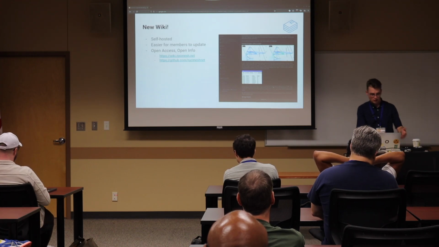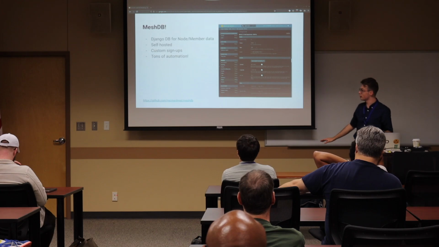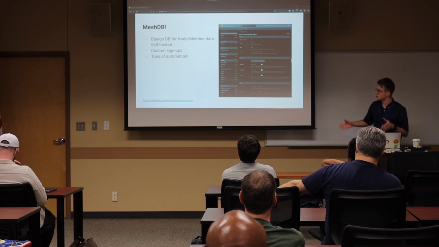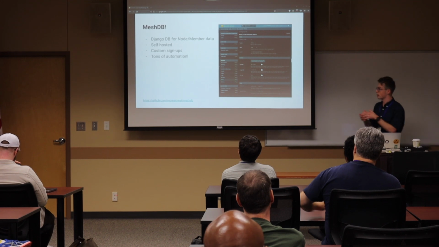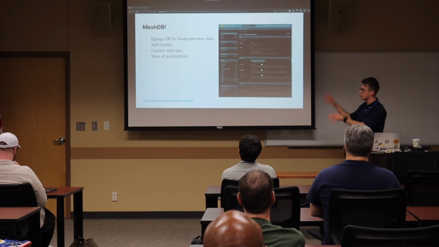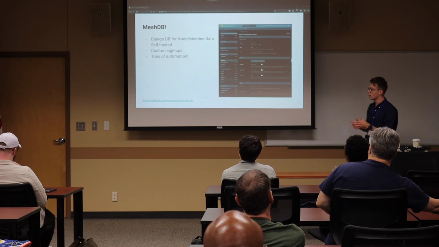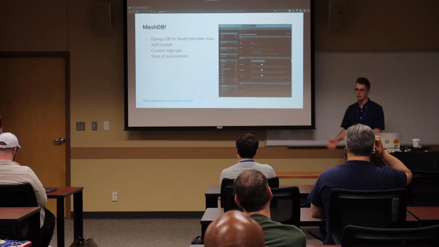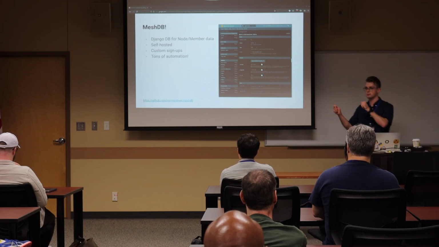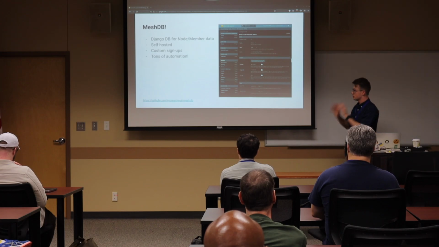As for the signups and the member management and the device management, we built a cool thing. We built MeshDB. MeshDB is a Django database for our node and our member data. It's completely self-hosted. There's a custom signup flow, and this enables a ton of automation because we have an API, something we didn't have with our Google Sheets. So now we can build all that cool automation and build a nice UI for people to work with this data, and our signup experience is better and looks more polished, and it's great, and we don't have to depend on Google as much. That's awesome.